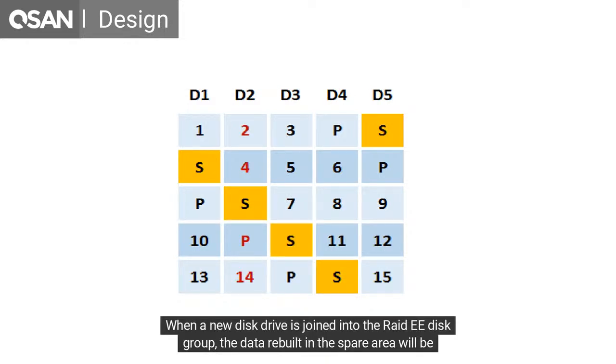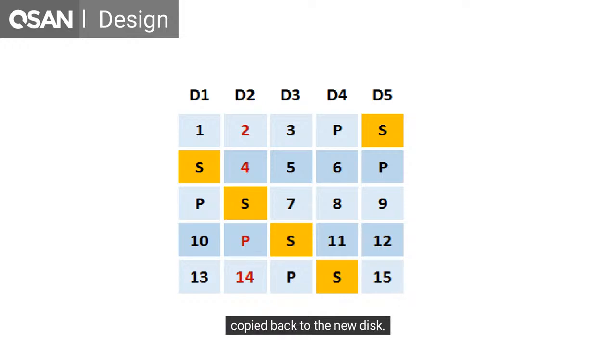When a new disk drive is joined into the RAID-E disk group, the data rebuilt in the spare area will be copied back to the new disk. This action is called copy back. After copied back, it is back to RAID 5E, normal state.